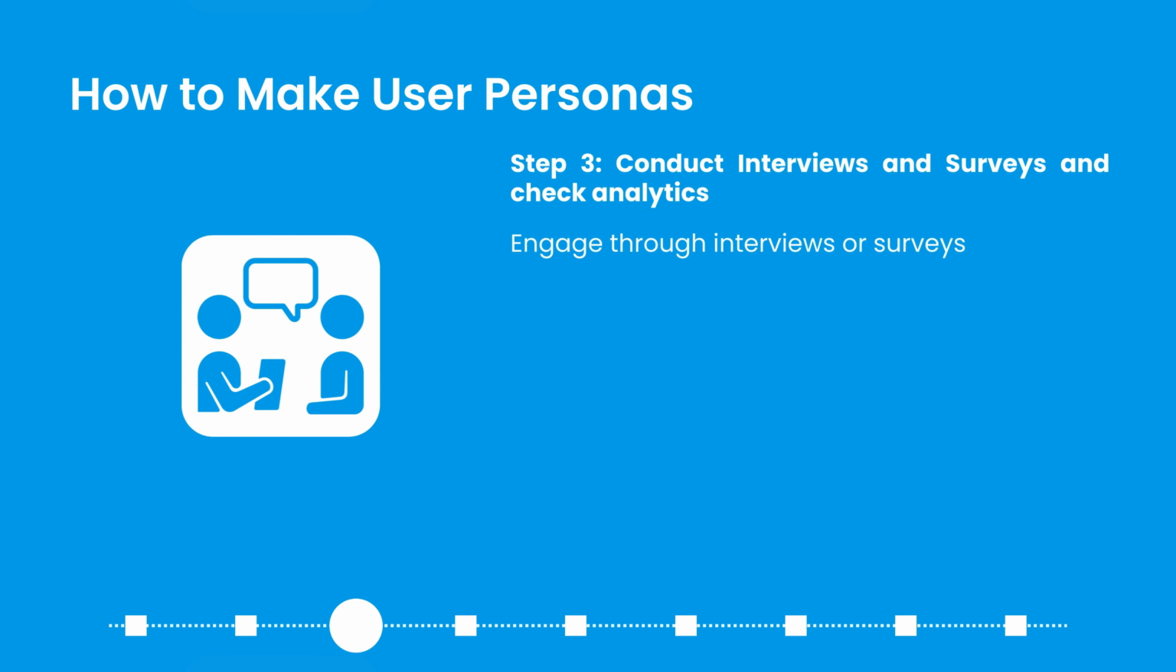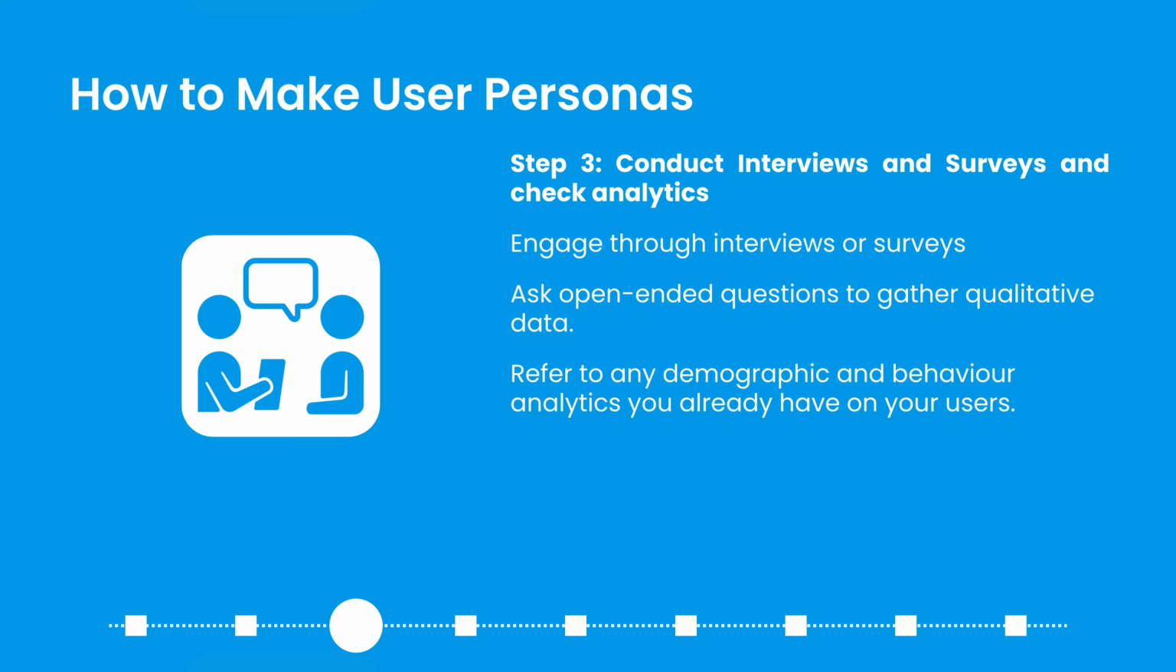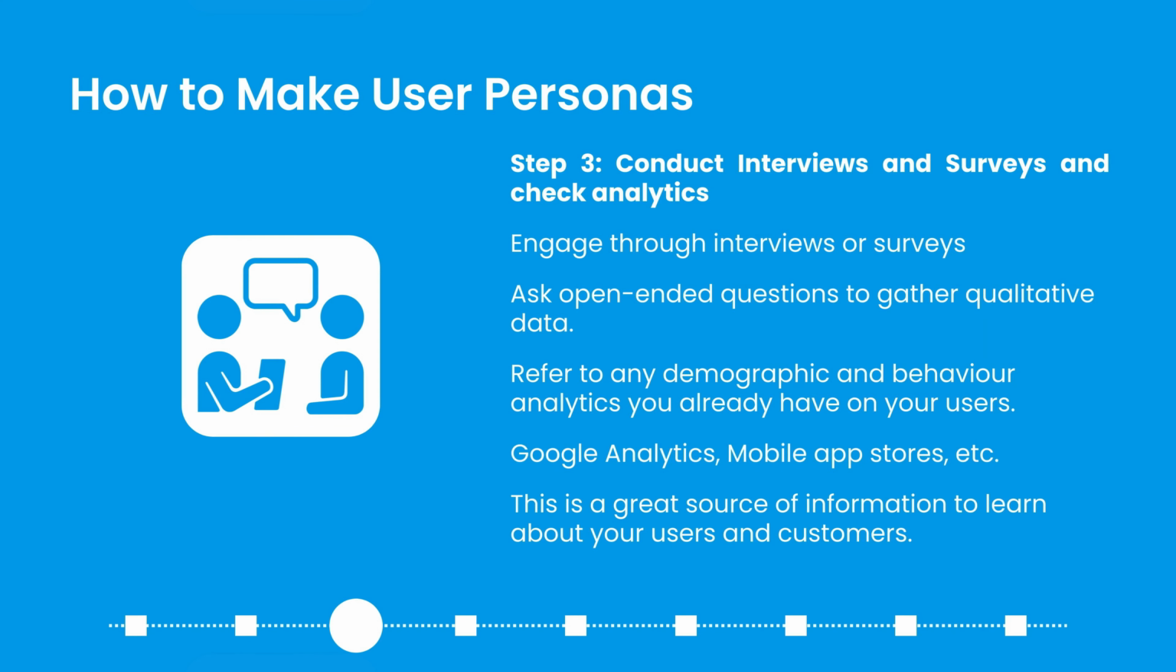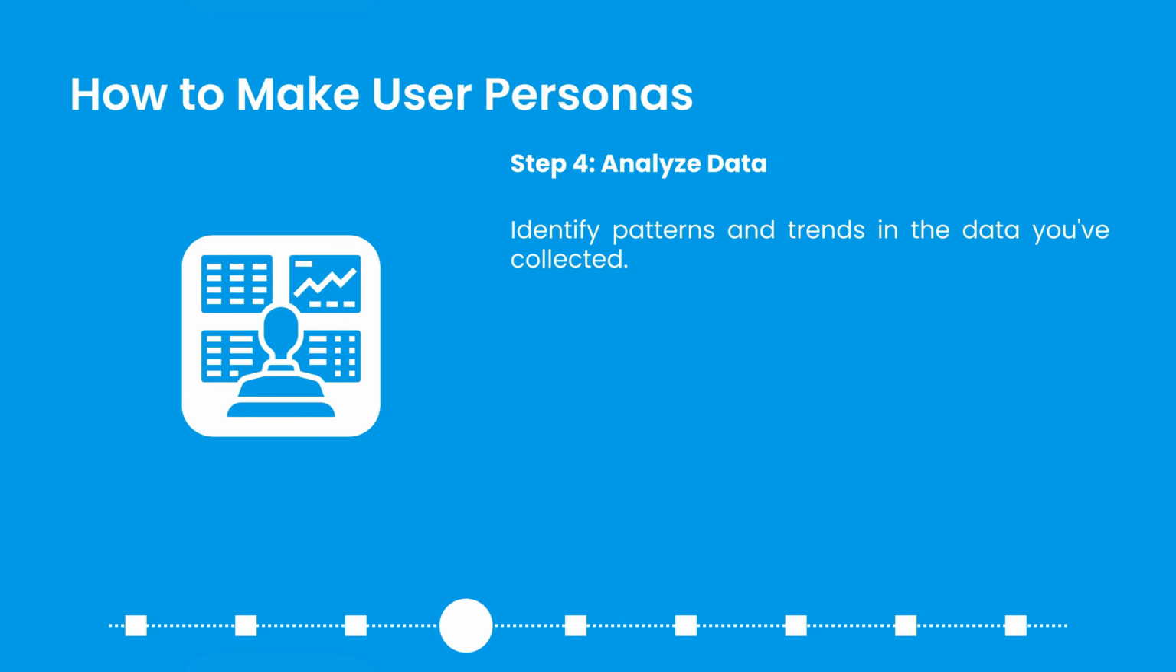Step 3 is also part of the information gathering stage. You'll want to conduct interviews and surveys and check your analytics. And when you do this, ask open-ended questions to gather qualitative data. You'll also want to refer to any demographic and behavior analytics you've already managed to get on your users. For example, look at Google Analytics, which provides loads of information on website users, or mobile app stores also provide these kinds of analytics.